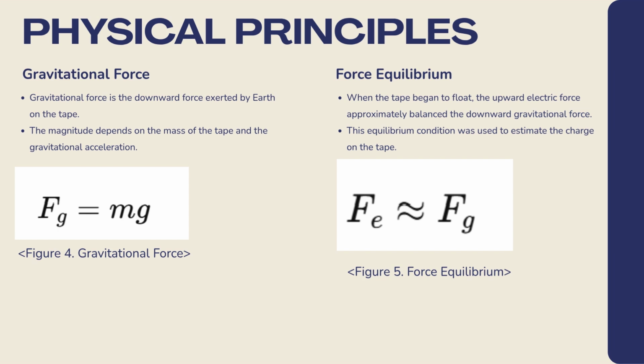Gravity pulls the tape downward. When the tape begins to float, the upward electric force and downward gravitational force are approximately balanced. This equilibrium condition is the key idea used in our calculation.